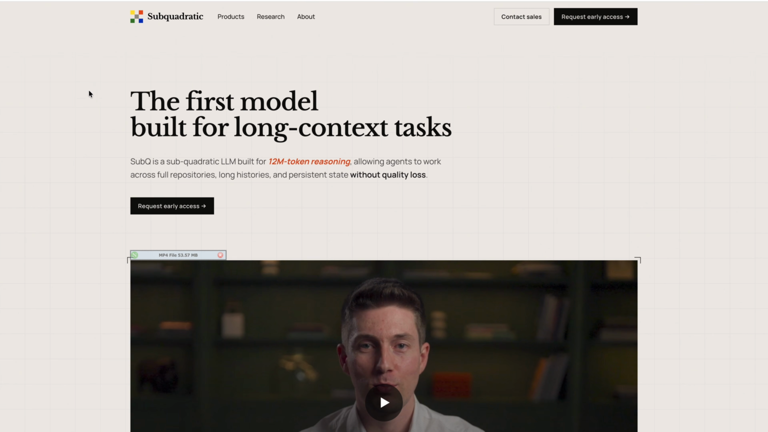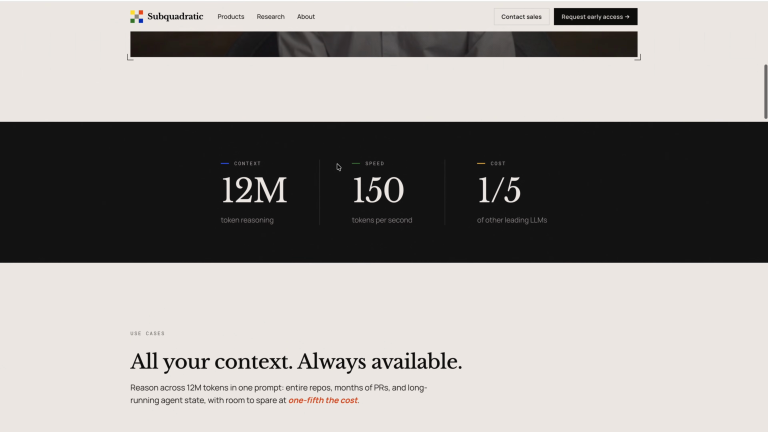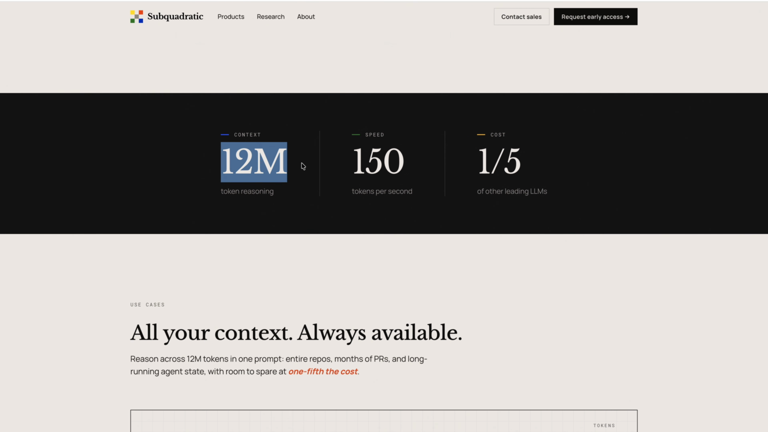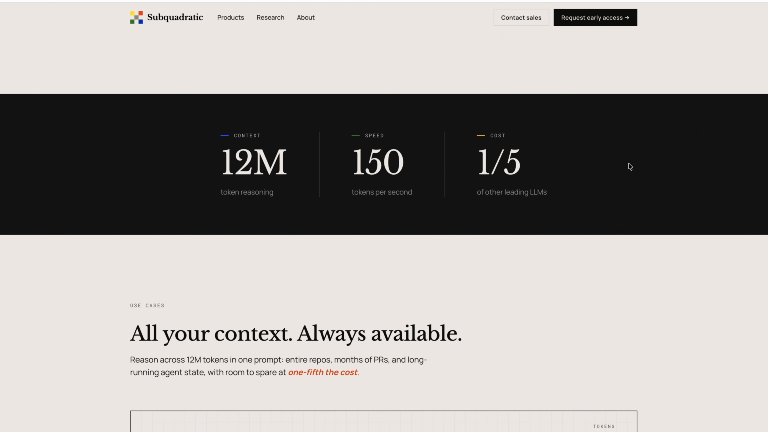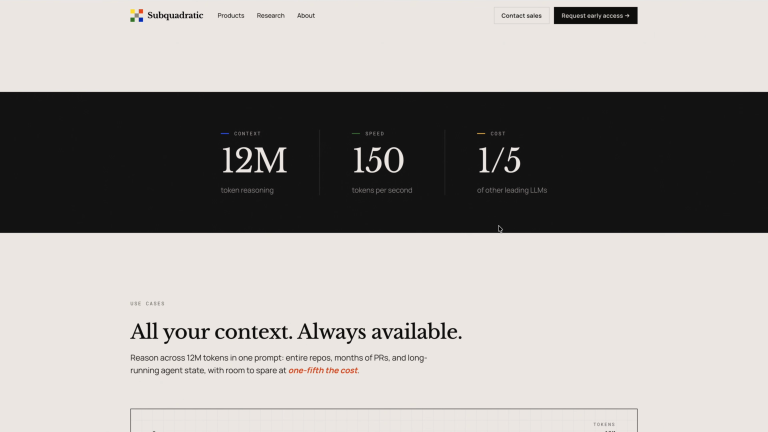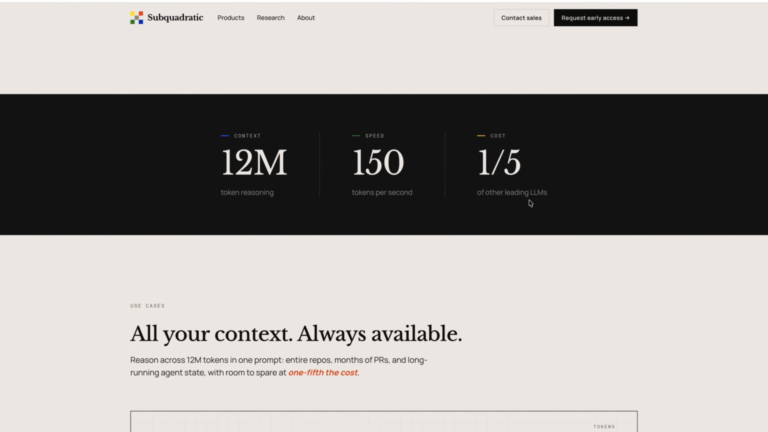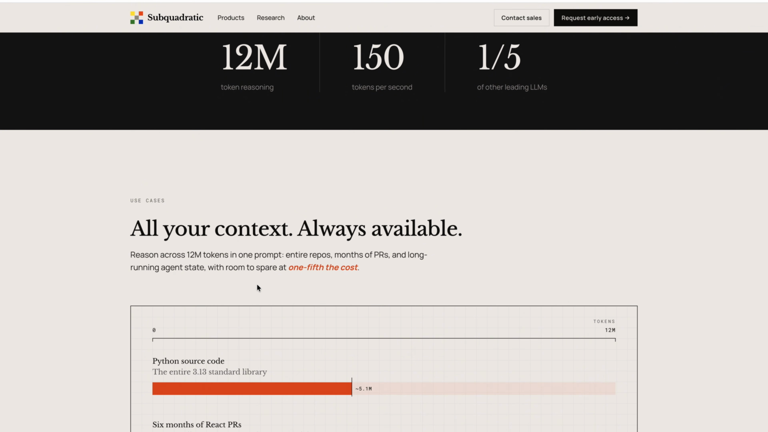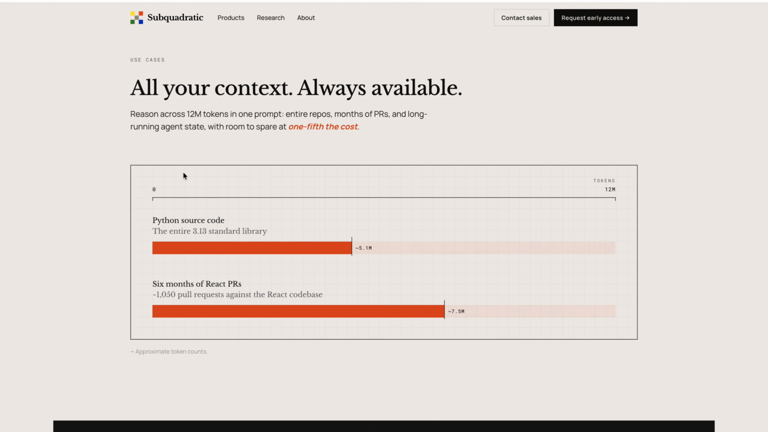So here comes subq.ai, where if you just scroll down here below, you get 12 million tokens with a speed of 150 tokens per second, which is fast. And the other thing is that it costs one fifth of other leading LLMs. It means if you bought $20 of tokens and used them, it would only cost one fifth, meaning only $4 of tokens. And this is insane.